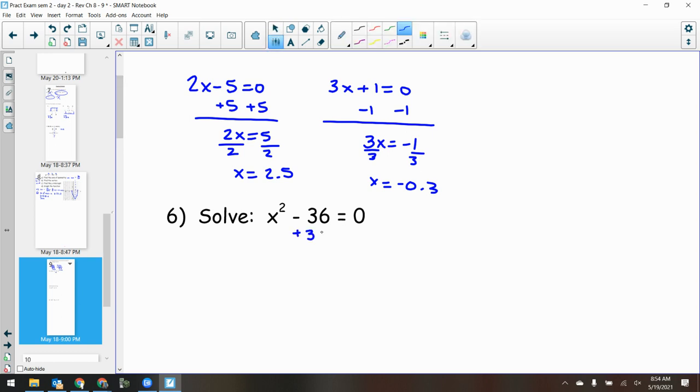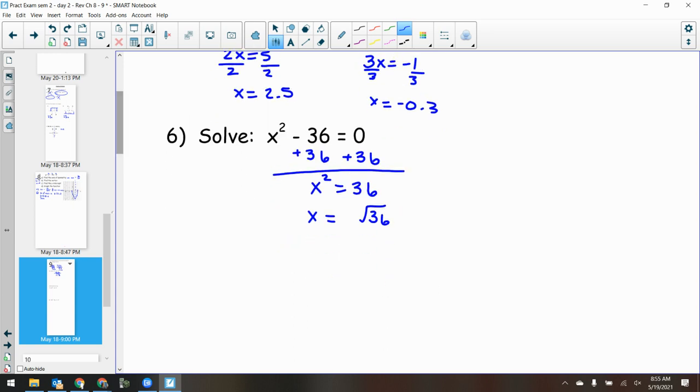You add the 36 over to the other side. And again, you should be writing this down with me. You add the 36 to both sides. And then, to undo the square, you take the square root. So x is equal to the square root of 36. Now, what should I write in front of my square root? The plus or minus. Don't forget about the plus or minus. So x is equal to plus or minus 6.